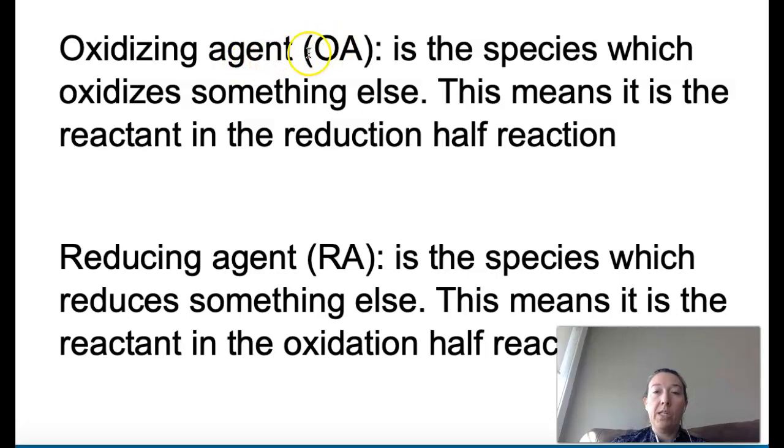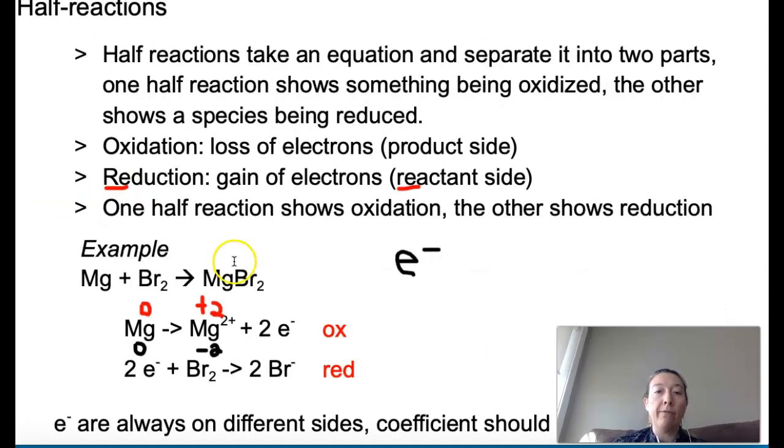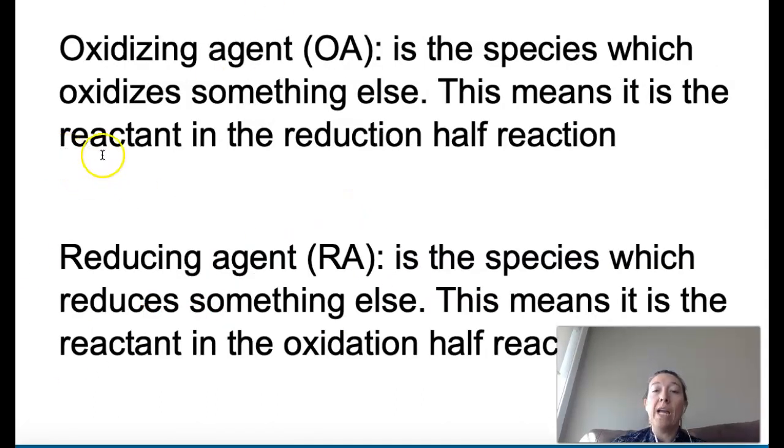So an oxidizing agent is the species which oxidizes something else. This confuses you guys a little bit because a lot of times you go to your half reaction and you're like, oh, here's my oxidation half reaction. Magnesium must be my OA. But if you think about it, the definition of an oxidizing agent is that it oxidizes something else, not that it is oxidized. So what that means is that the reactant in the reduction half reaction is actually your oxidizing agent, right?